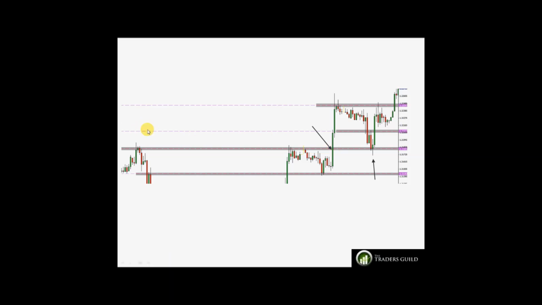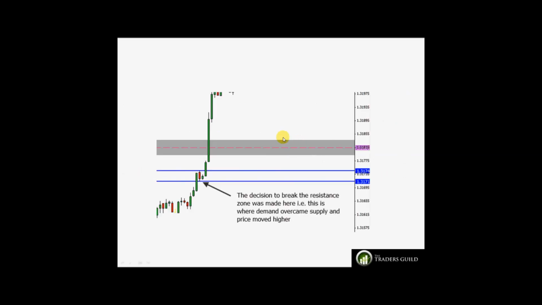Okay, and the way I'm going to do this is to zoom in to a lower time frame. I'm basically going to zoom in to this breakout area here on a lower time frame. This is a 1 minute time frame. The chart previously, I believe, was a 1 hour time frame. Yeah, 1 hour. So this is a 1 minute time frame.